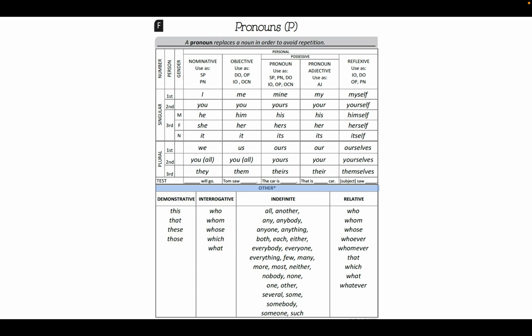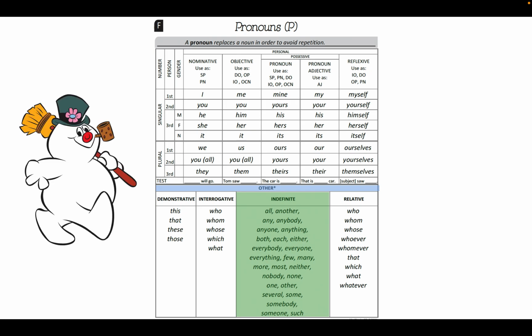Okay. And then next we have the indefinite, and this is a long list, and we have a song to go along with it, and that is to Frosty the Snowman.